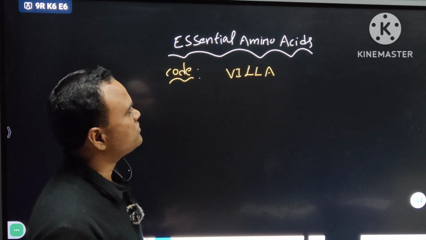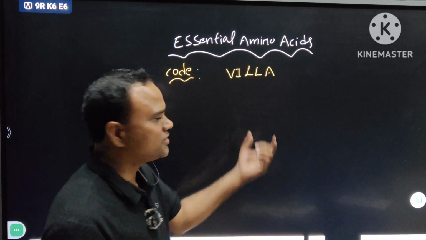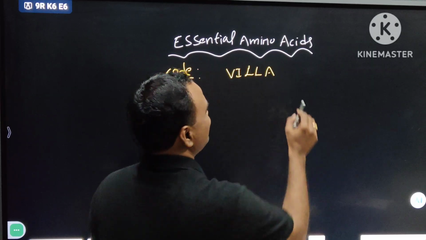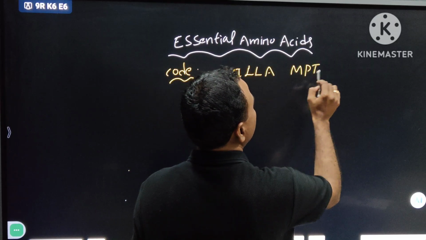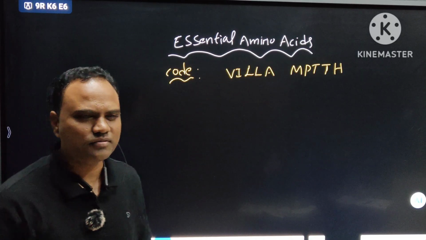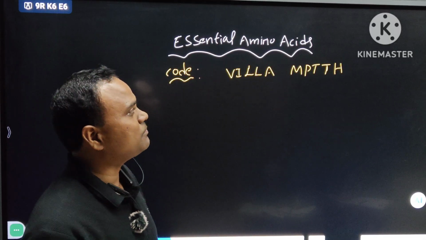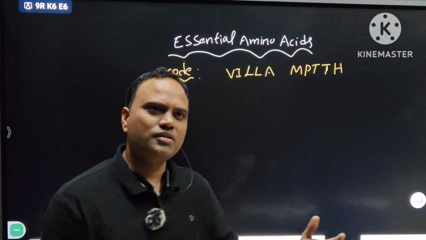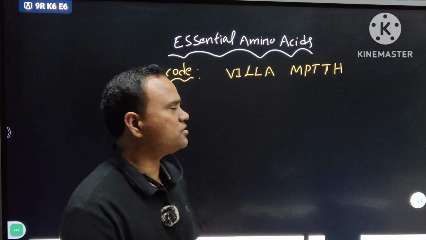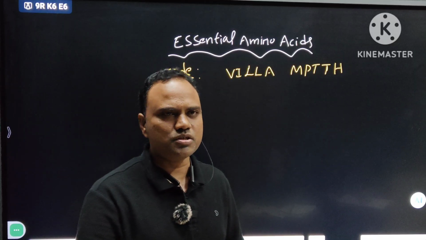First word is easy: Villa. Villa means luxury homes. Then MPTTH. It's like an MPTC post, a government officer post, so remember it like that: MPTTH. Read it several times and you can remember easily. Villa MPTTH. This is the code for which acids? Essential amino acids.